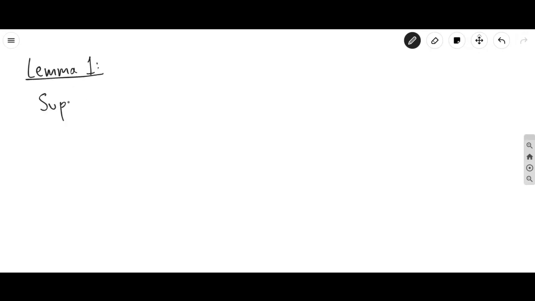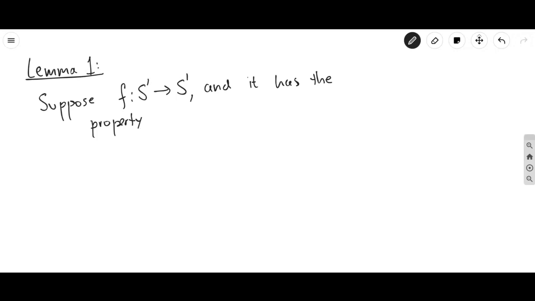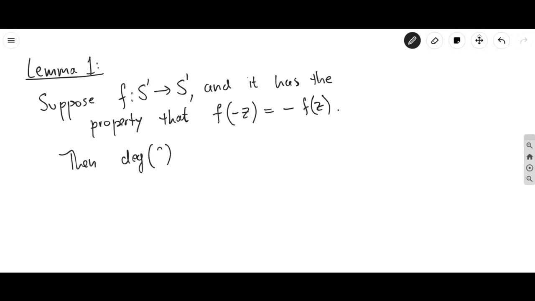Suppose f is a map from S1 to S1, and it has the property that f of negative z is equal to negative f of z. Then the degree of f is an odd integer.